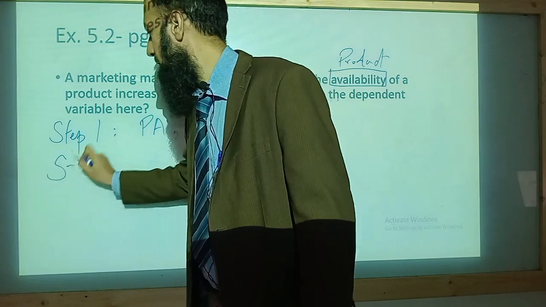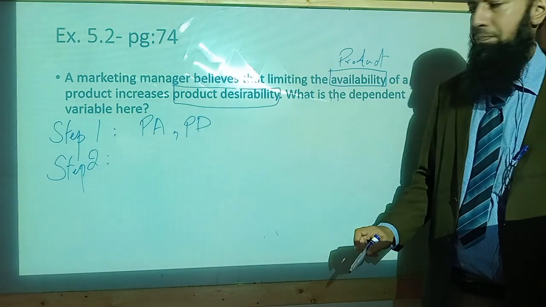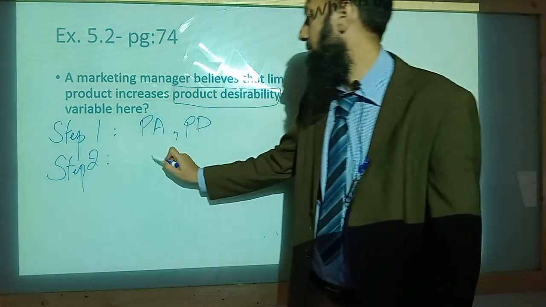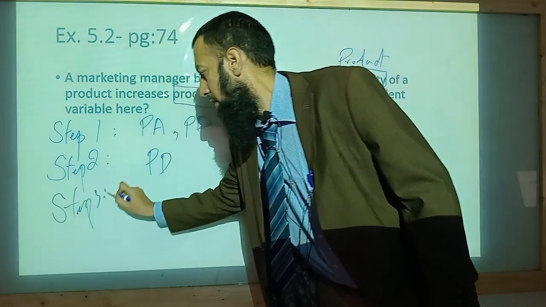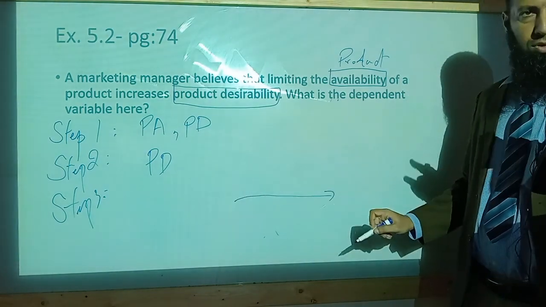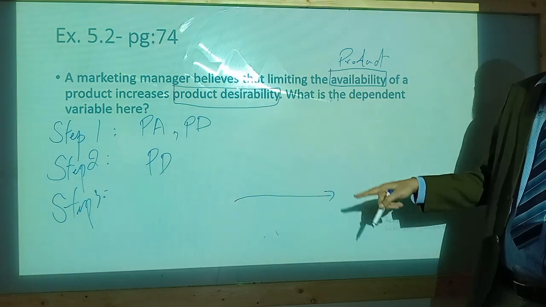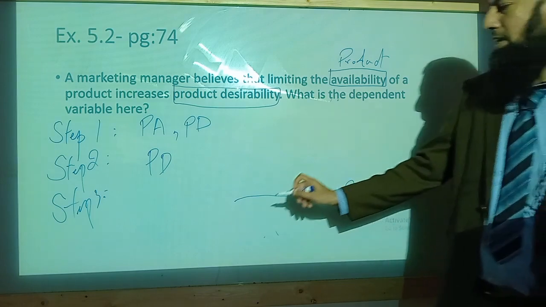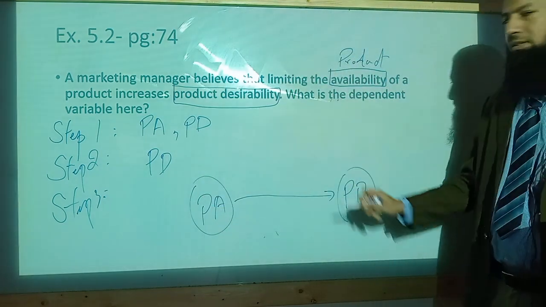Step 2. What is the dependent variable? So what is the model? PD, where would the PD be? Here, on the right, after the arrowhead. And where will be PA? Good.